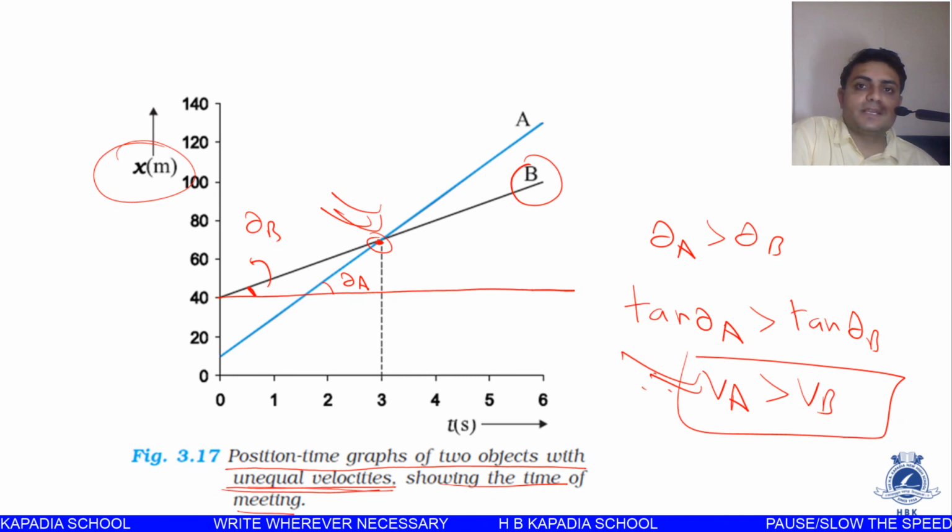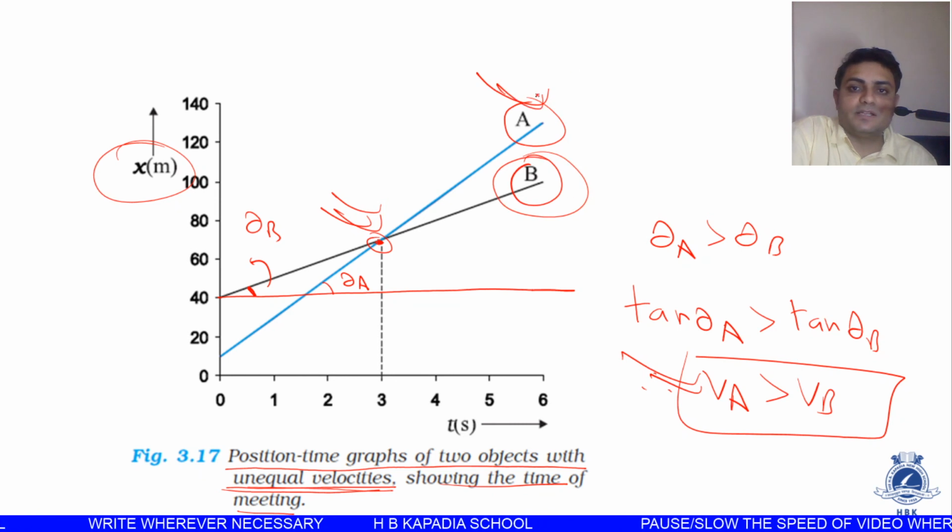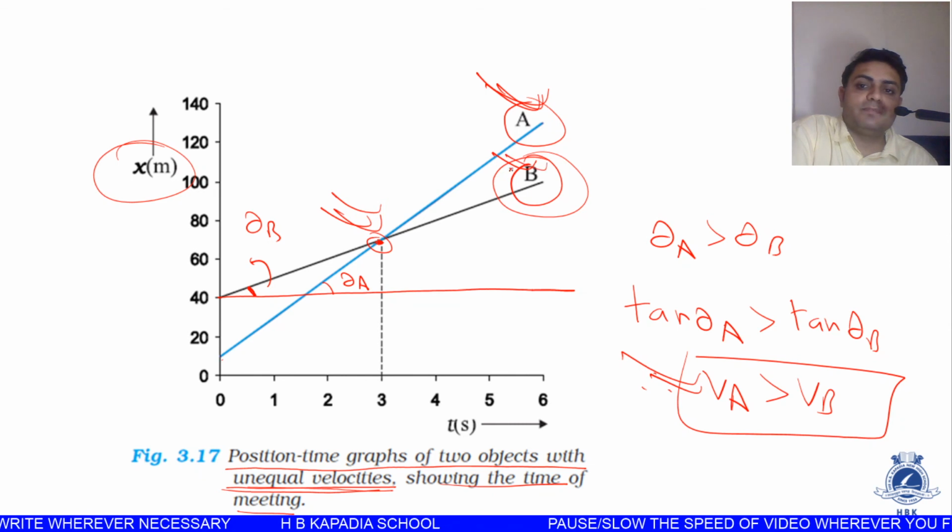It means in this case, one object, we can say A specifically, which has more velocity, is overtaking B. We can consider A to be one car and B another car. We can say car A is overtaking car B. Why? Because the velocity of A is greater than the velocity of B.